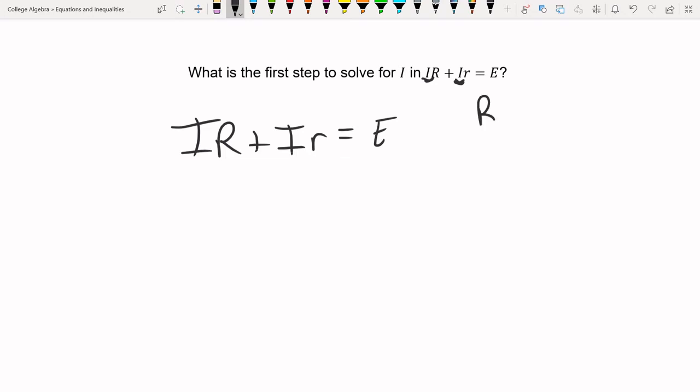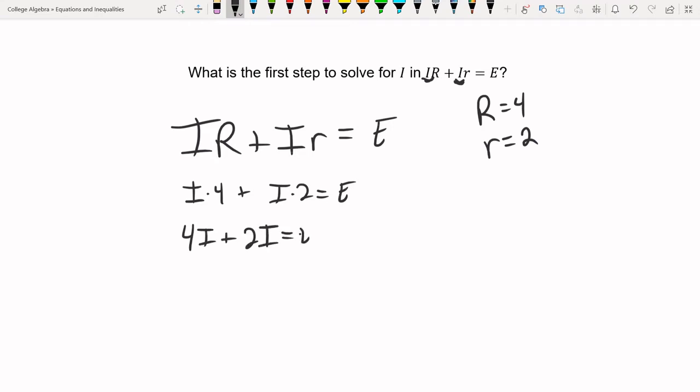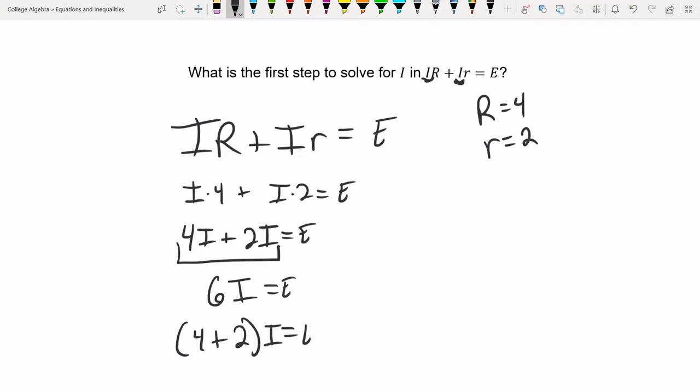Let's say big R equals 4 and little r equals 2. Then we have I times 4 plus I times 2 equals E. And I can rewrite this as 4I plus 2I equals E. Well, now it should be quite simple to see what we do. 4I plus 2I, these are like terms. 4 plus 2 is 6I equaling E. I can write this as (4 plus 2)I equaling E.